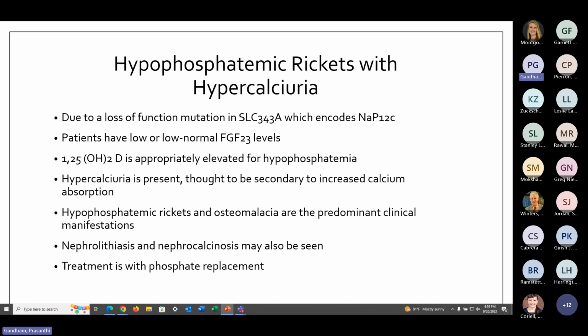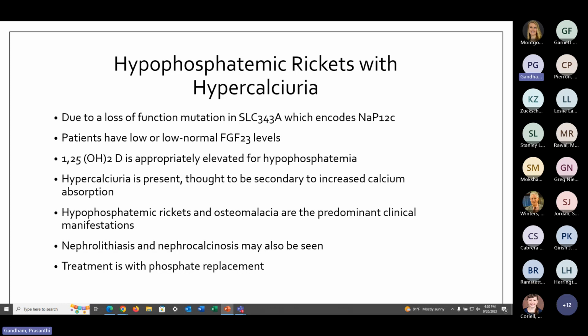So hypophosphatemic rickets with hypercalciuria occurs due to a loss of function mutation in SLC34A3, which encodes the sodium-dependent phosphate cotransporter 2C. And so mutations in this cotransporter result in phosphaturia. Patients will have a low or low normal FGF23 level. So this means that this is non-FGF23 mediated hypophosphatemic rickets.